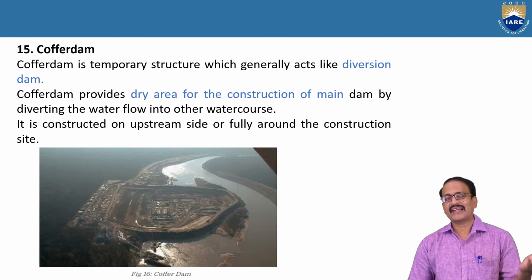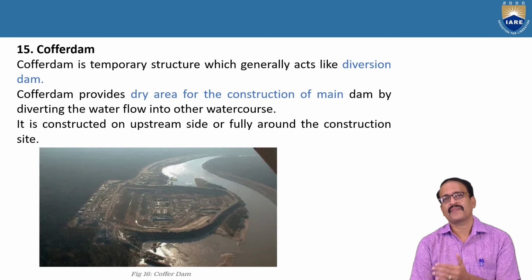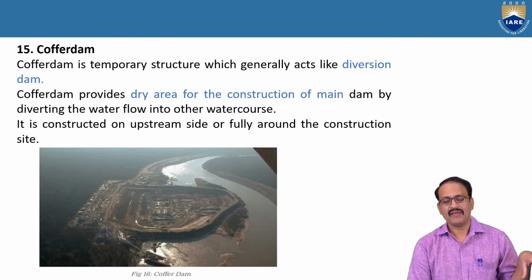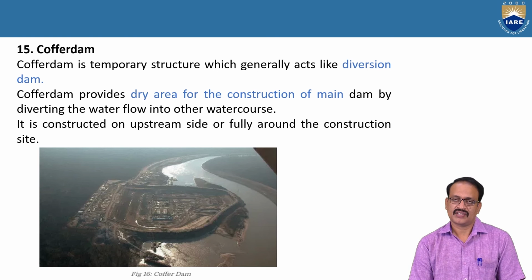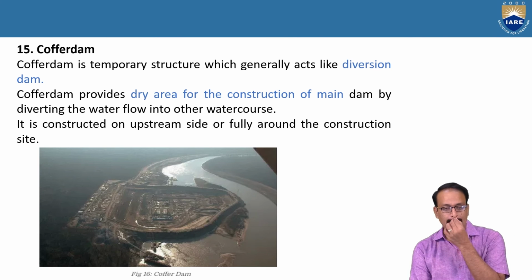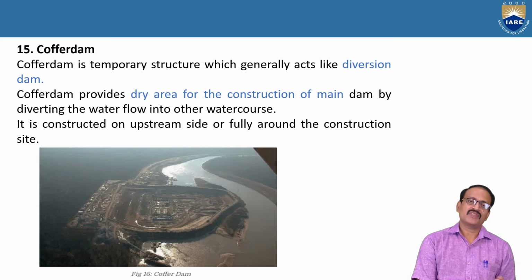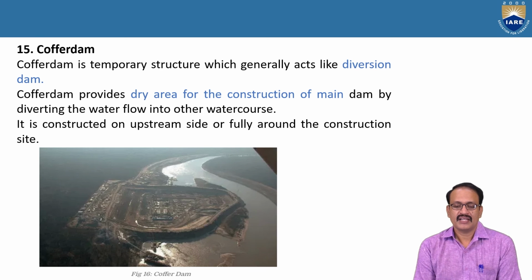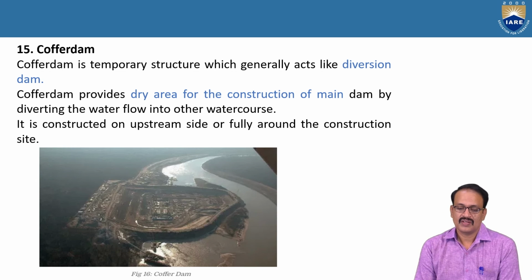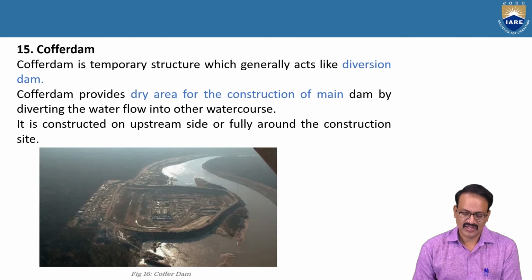And coffer dam. This is also one type of diversion dam, which is constructed to divert the water. A diversion dam is normally a temporary dam. So this is also one type of diversion dam. You can easily understand: here we have to construct, so it is diverted.